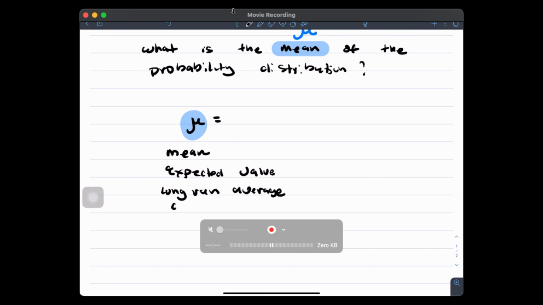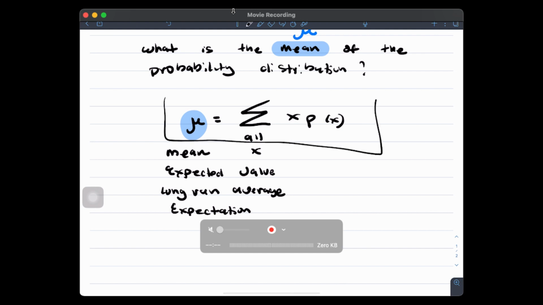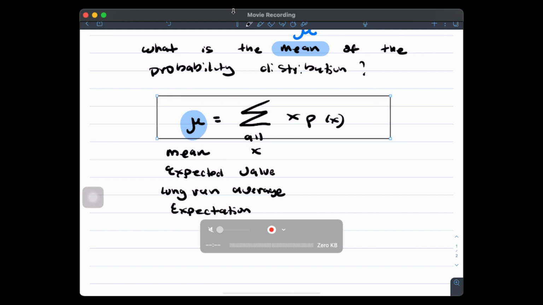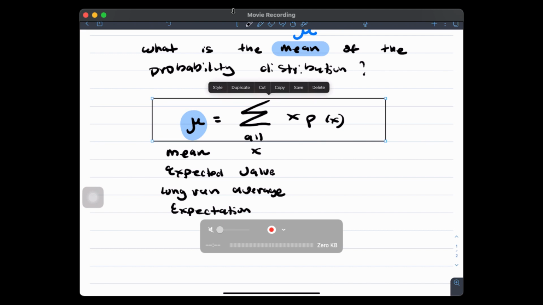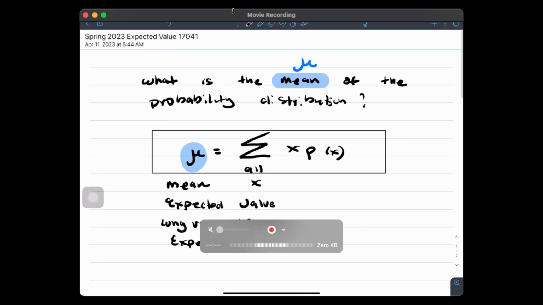Expectation. It has various names. Sum, where all outcomes x, x times p of x. Okay? So this is the name of all of this. You're going to get the what? The mean. Expected value, long run average, expectation.